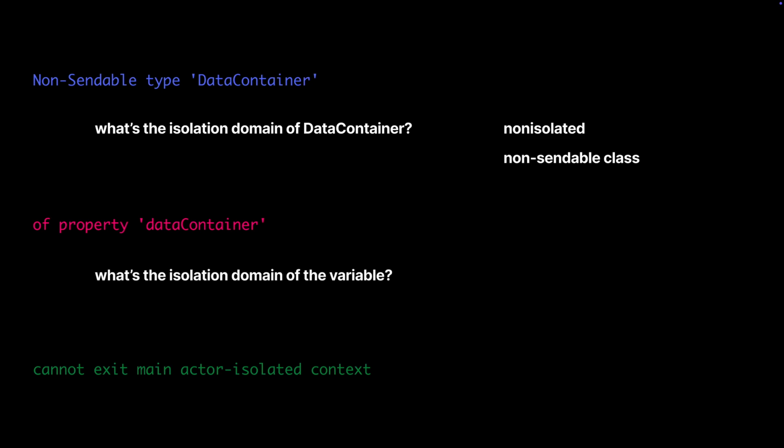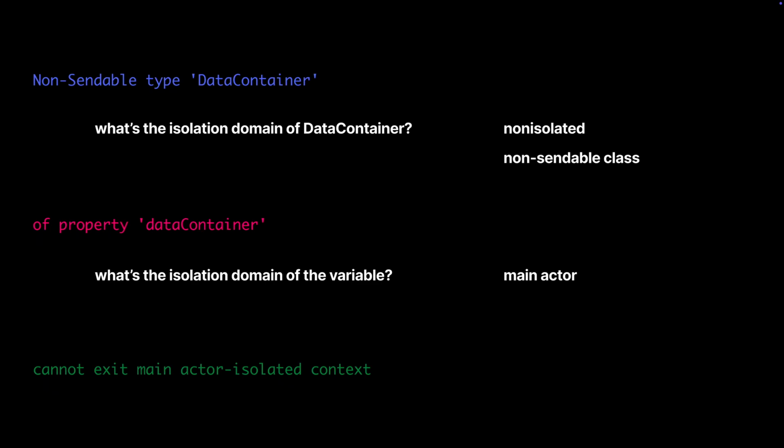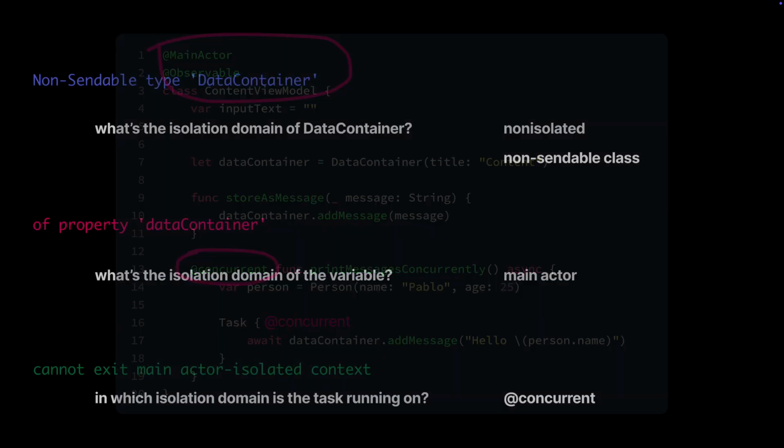What about the property? What's the isolation domain of the property dataContainer? In the code, we can see that the dataContainer property is annotated with the MainActor. That's the isolation domain of the variable, MainActor. And the last part of the error says cannot exit main actor isolated context. Well, we're running on a task. In which isolation domain is the task running? If we see here, the type is annotated with MainActor, but then the function printMessagesConcurrently is annotated with @concurrent. The task, due to isolation domain inheritance, is also concurrent, meaning the context is concurrent.